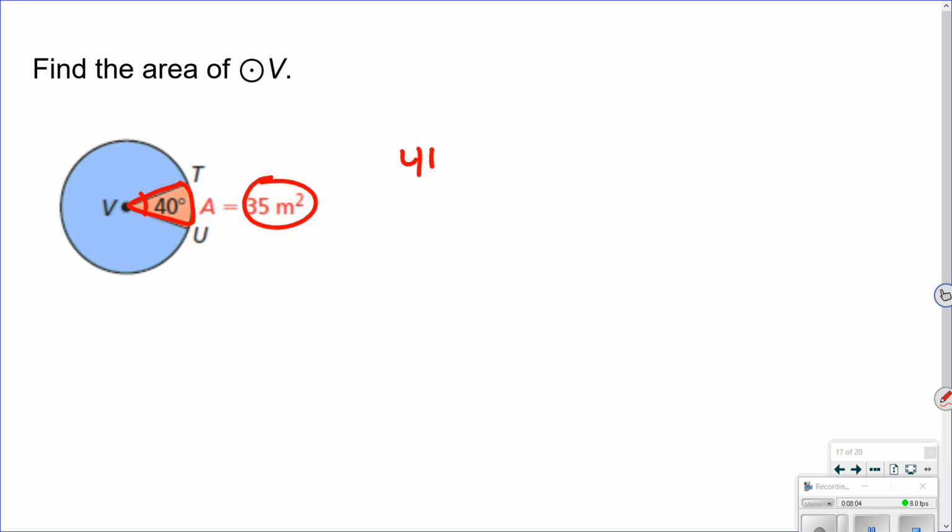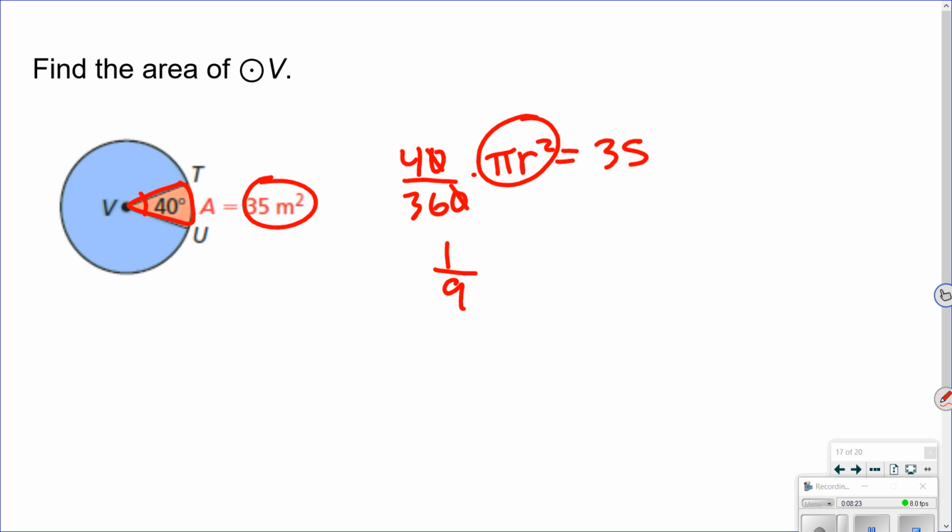It's 40 over 360 times the area has to equal 35. Well, this is the area. That's what I'm trying to find. So if I solve for that, I have my answer. So I'm going to reduce this. Zeros cancel out. 4 over 36 divided by 4 comes out to be 1/9. I'm just going to call that the area. Okay, all I have to do now is times by 9, times by 9. Plug that in the calculator, and that gives me the area of the entire circle. So 35 times 9 comes out to be 315, and we're labeled square meters.